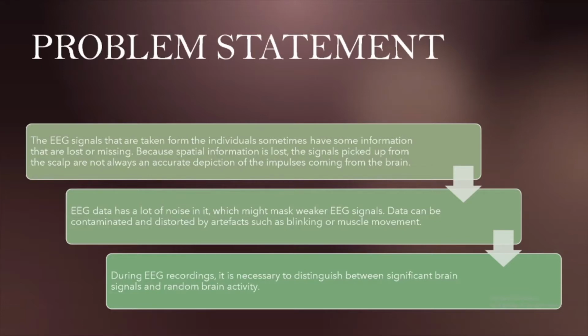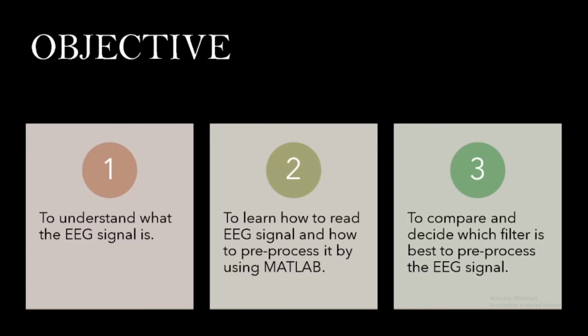Next, EEG data has a lot of noise in it, which might mask weaker EEG signals, and data can be contaminated and distorted by artifacts such as blinking or muscle movement. Lastly, during EEG recordings, it is necessary to distinguish between significant brain signals and random brain activity.